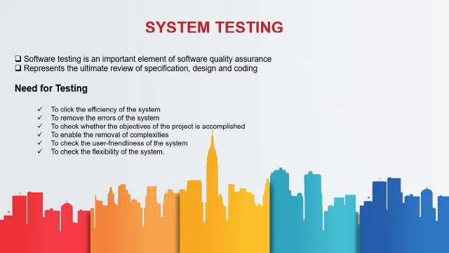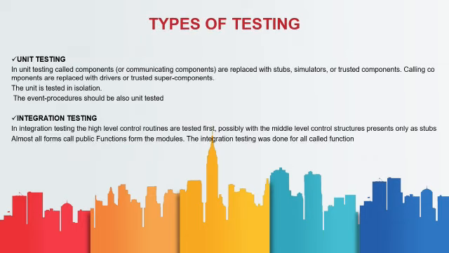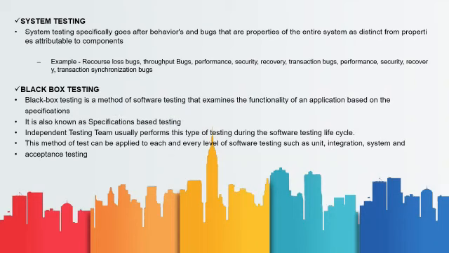The need for testing was also mentioned here: to check the efficiency of the system, to remove the errors of that system, to check whether the objectives of the project are accomplished, to enable the removal of complexities, to check the user-friendliness of the system, and to check the flexibility of the system. And here are the types of testing: unit testing, integration testing, validation.